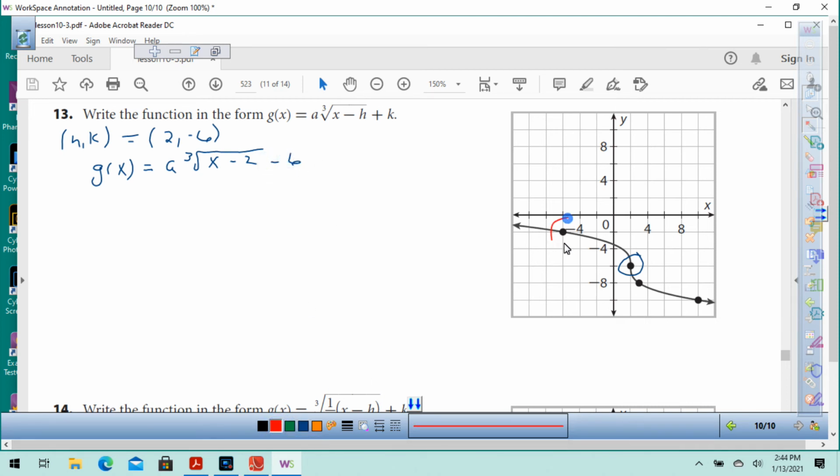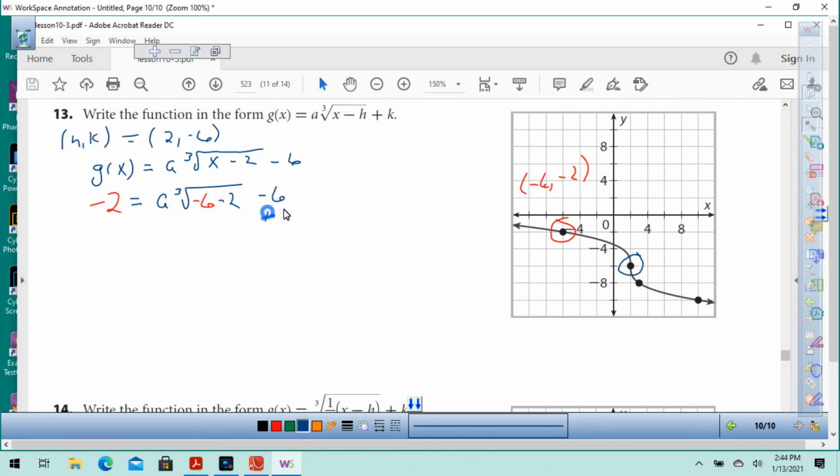This time, I'll just pick this point right here. And that's a 2, 4. That's going to be -6, -2. So I'm going to put a -2 in here. Equals a times the cube root of -6 minus 2, and then it's going to be minus 6.